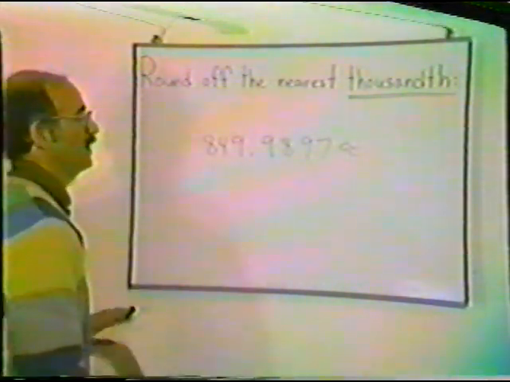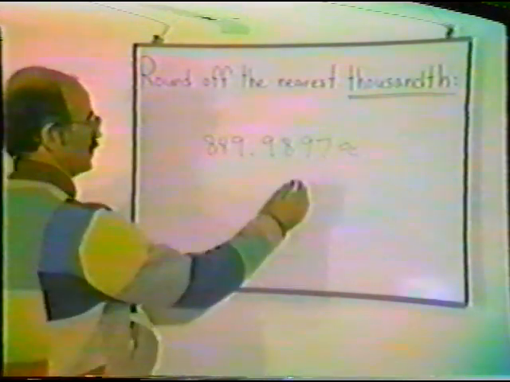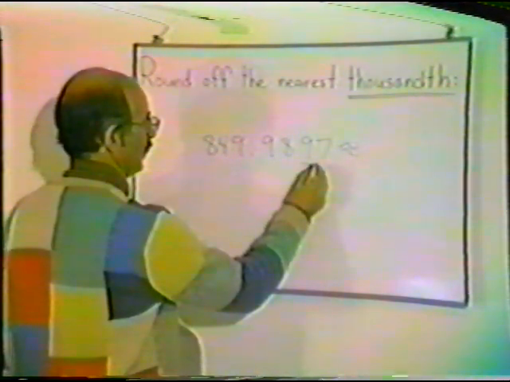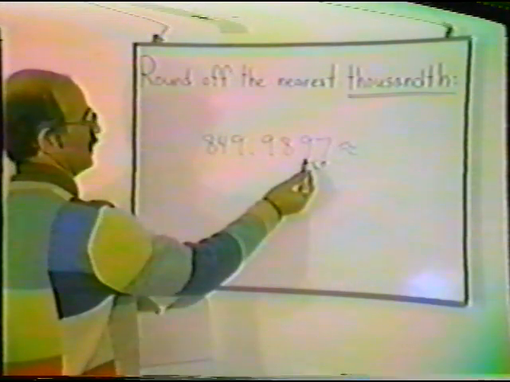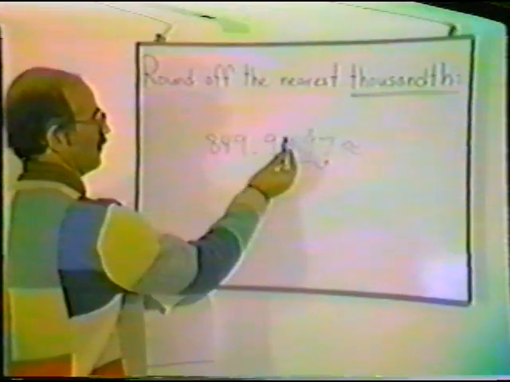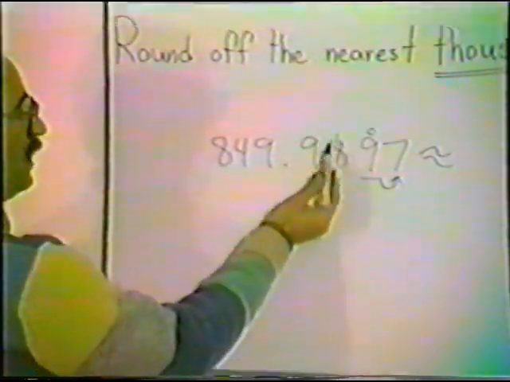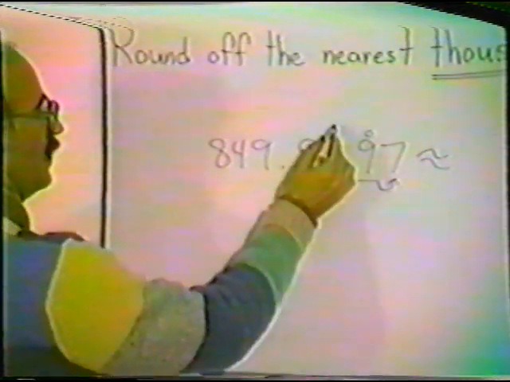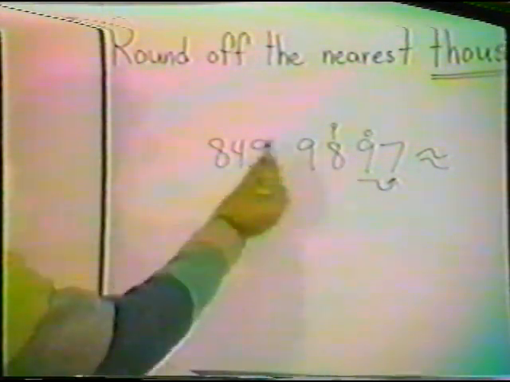Which number is in the thousandths place? 9. This 9 right here. The 7 tells us that the 9 becomes 10, and we move it like this. We put the 0 here and the 1 there to carry it. And 8 plus 1 is? 9. Yes.